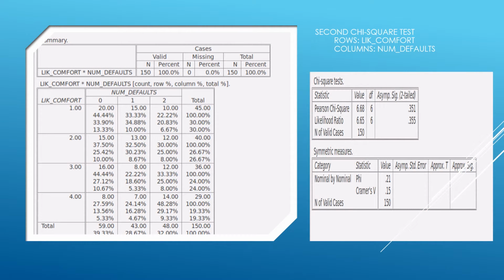Here in our second test, we can see that the rows was the light comfort and the columns was number defaults, and we imported that again into PSPP. And on the left hand side you can see the data that was imported. On the right hand side, as you can see, the chi-squared was 6.68 and the degrees of freedom was 6 with a p-value of 0.351, and the Cramer's V was shown to be a 0.15.